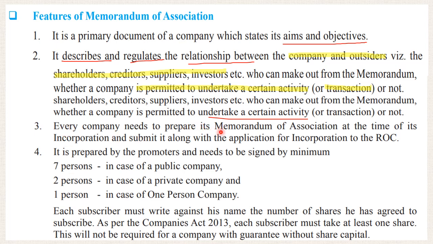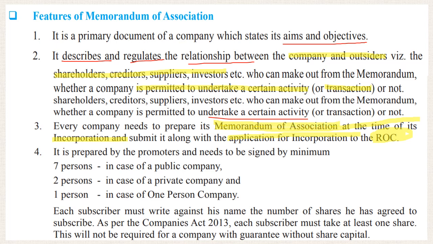Every company needs to prepare its Memorandum of Association at the time of its incorporation. So it's a must document for a company to prepare for incorporation. It needs to be submitted along with the application for incorporation to the ROC. The ROC is the most important authority who gives the certificate of incorporation. To get the certificate of incorporation, the company needs to prepare its Memorandum of Association.